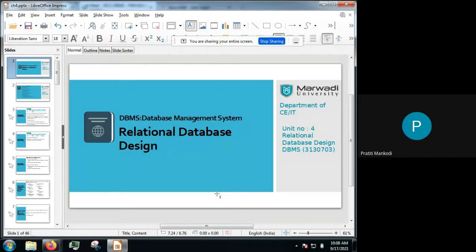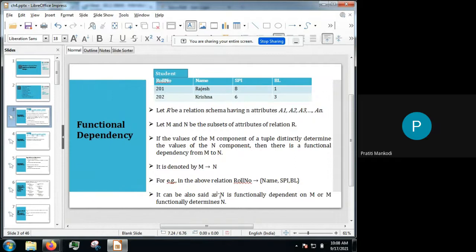What are key attributes? The attributes which take part in the key formation. हम बनाते हैं ना primary key, candidate key, super key. So the attributes which take part in the key formation are your key attributes. The attributes which don't take part in key formation are called your non-key attributes or non-prime attributes. Clear?